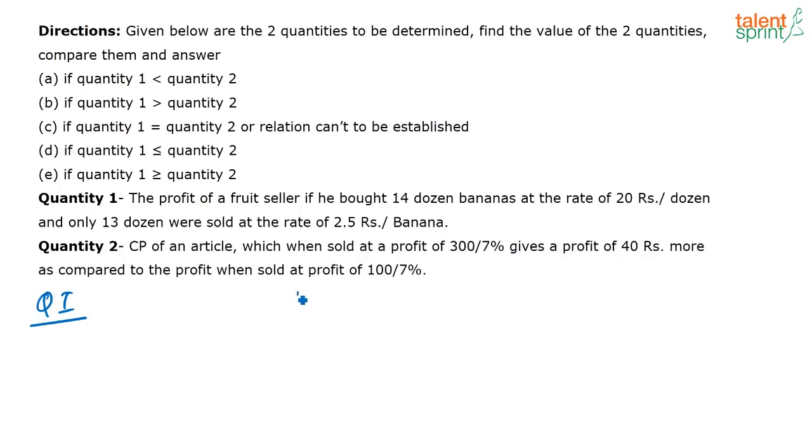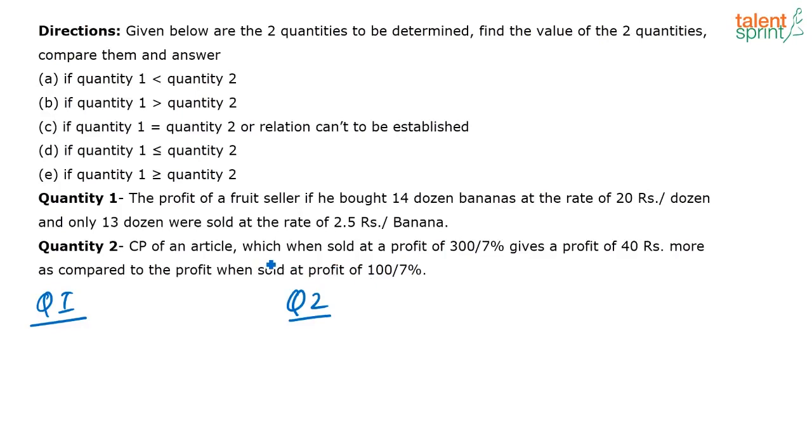Now quantity 1 and quantity 2. What does quantity 1 say here in this question? The profit of a fruit seller if he bought 14 dozens of bananas at the rate of 20 rupees per dozen and only 13 dozen were sold at the rate of 2.5 rupees per banana. Now quantity 2, cost price of an article which when sold at a profit of 300 by 7% gives a profit of 40 rupees more as compared to the profit when it is sold at a profit of 100 by 7%.